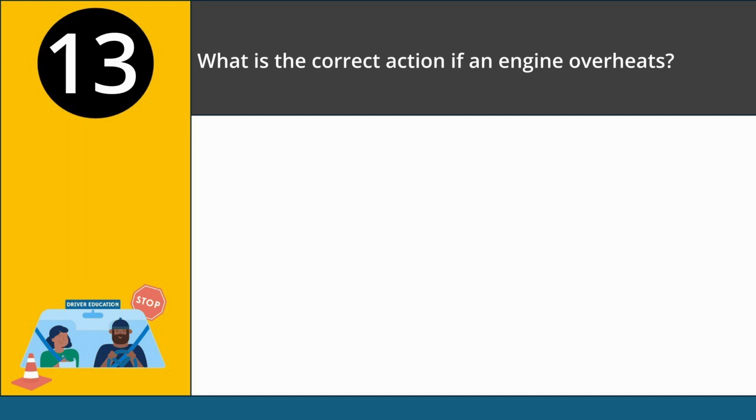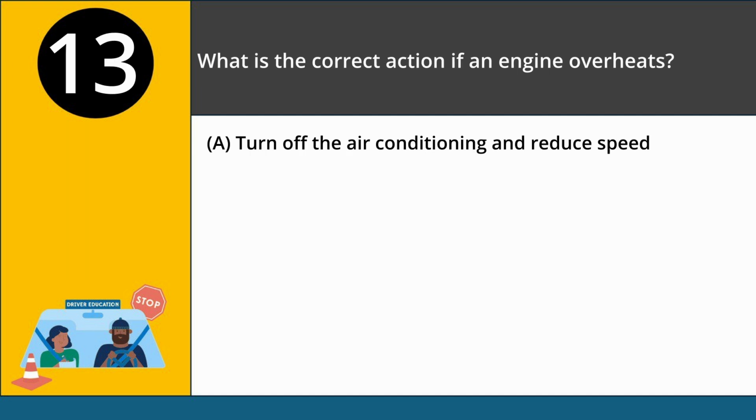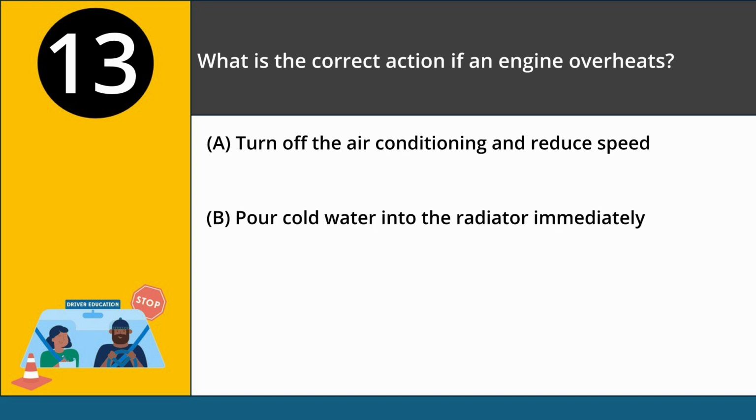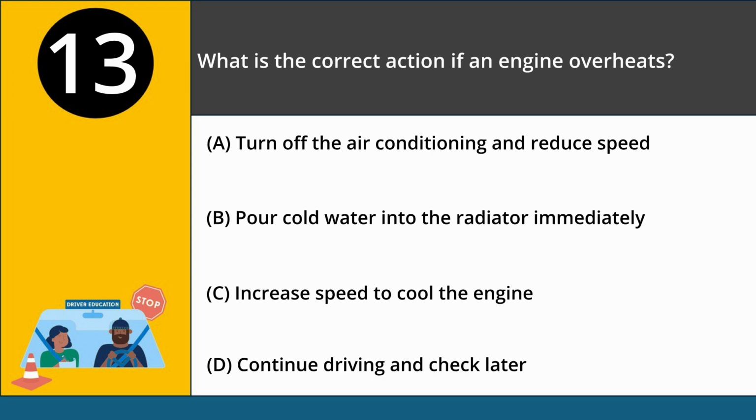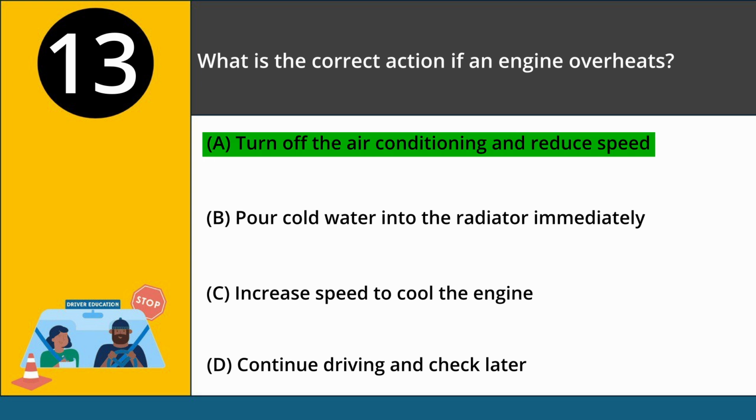What is the correct action if an engine overheats? A. Turn off the air conditioning and reduce speed. B. Pour cold water into the radiator immediately. C. Increase speed to cool the engine. D. Continue driving and check later. Answer: A. Reducing the engine load can help it cool down.